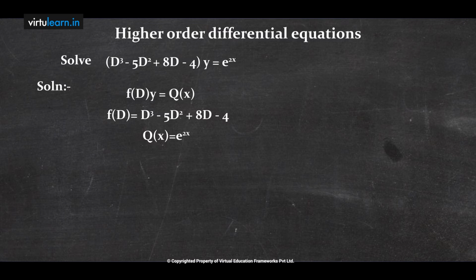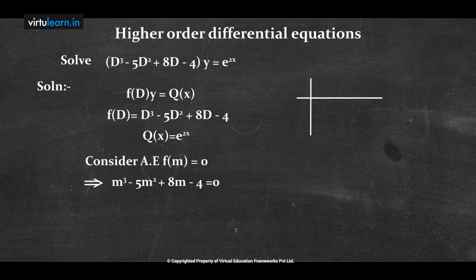For the calculation of complementary function, you need to consider the auxiliary equation f of m equal to 0. Means replace D by m; wherever capital D is there, you write small m. M cube minus 5m square plus 8m minus 4 equal to 0. This is our auxiliary equation. Now you solve this by synthetic division, or directly you can use a scientific calculator also. How to enter this equation, already I explained.